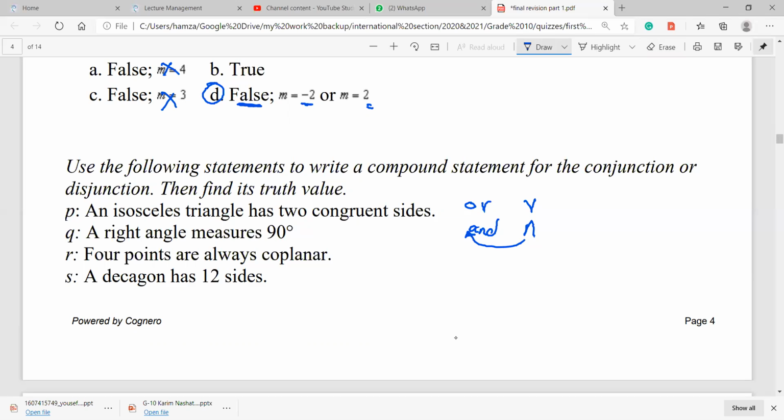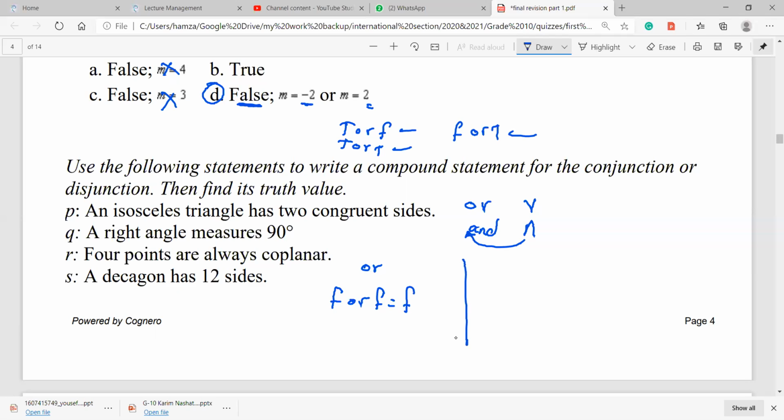So with or, it's always true, except at one condition: false or false. This is the only way to give you false. The rest are true. So true or false, true or true, false or true, all of these are true. But if both of them are false, this is the only condition that gives you false. This is or.